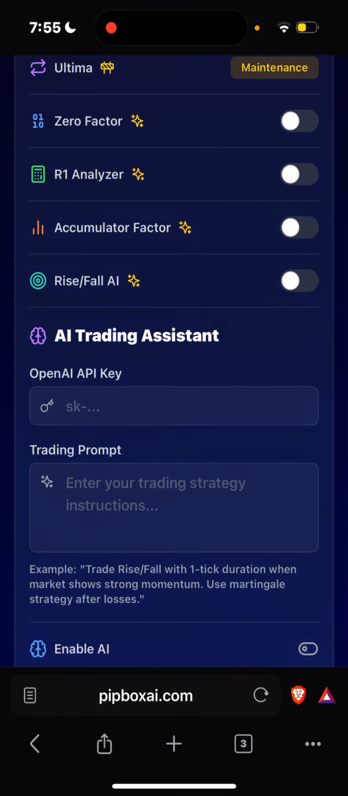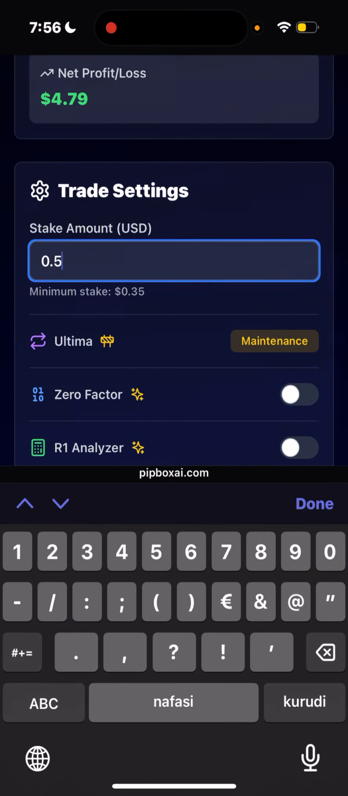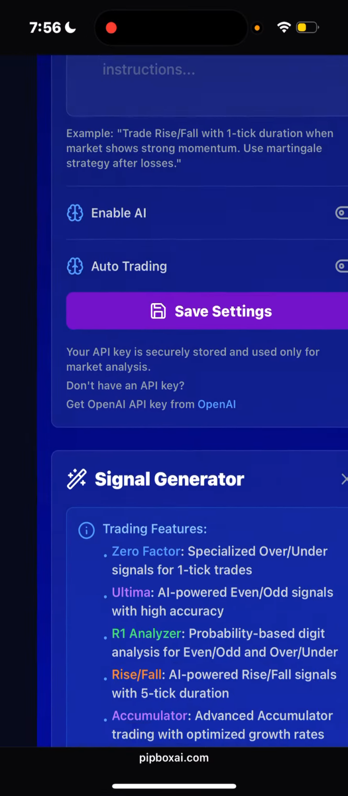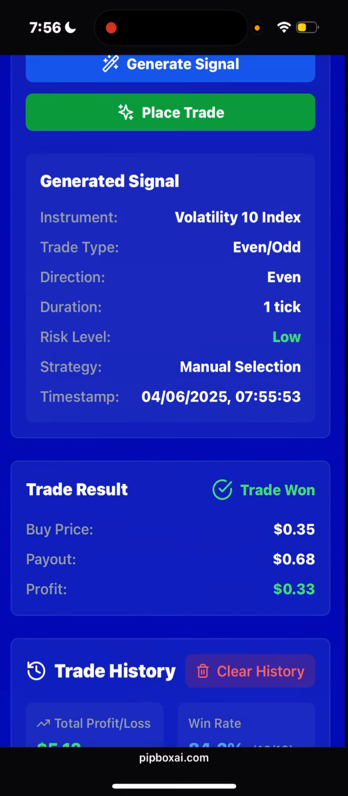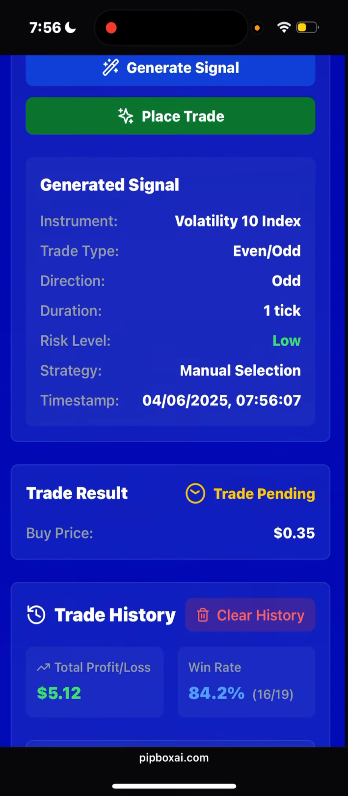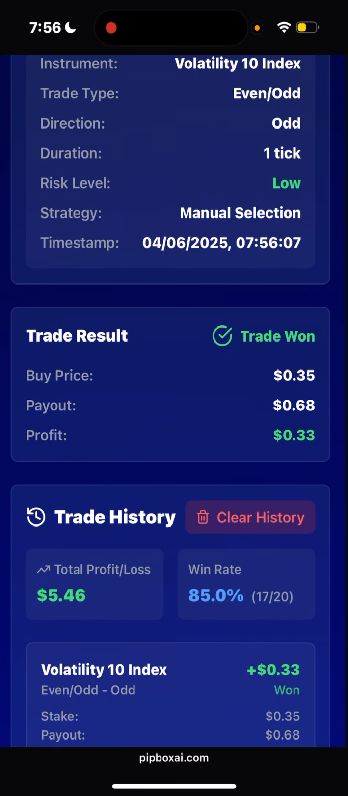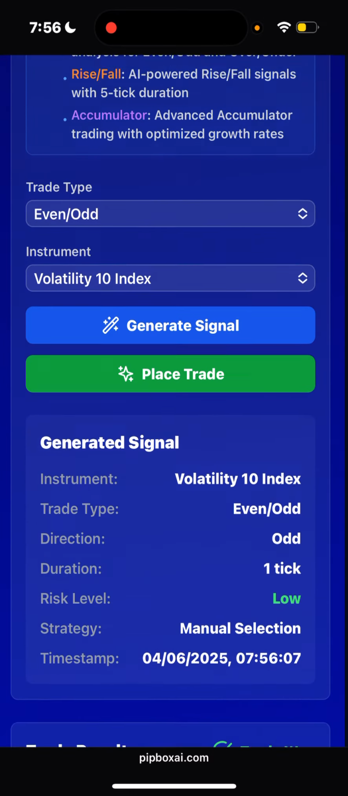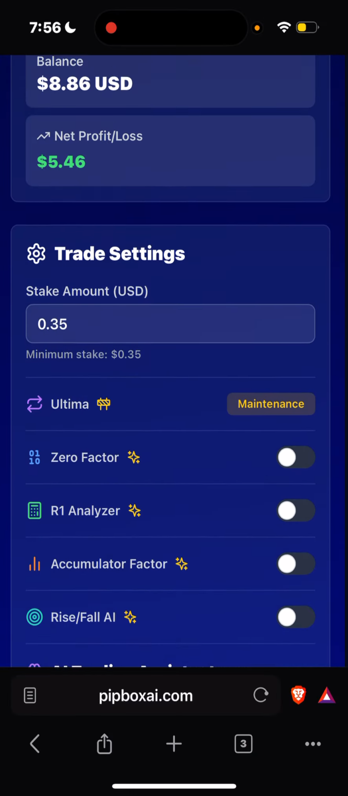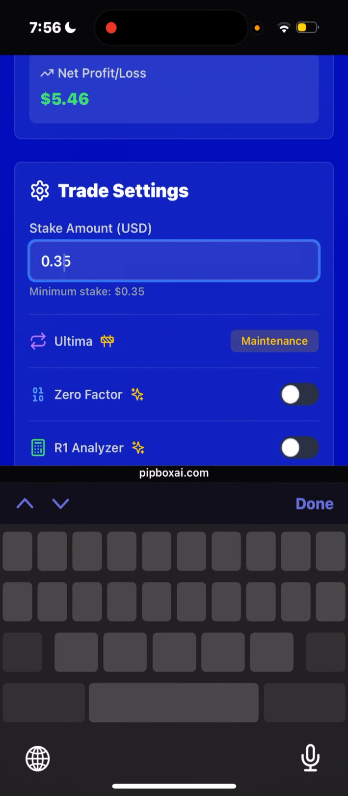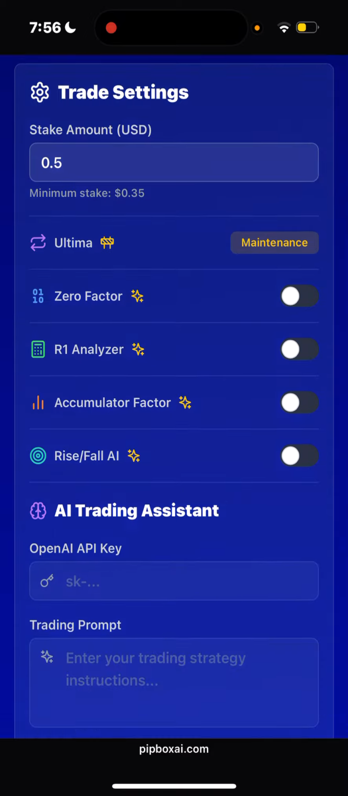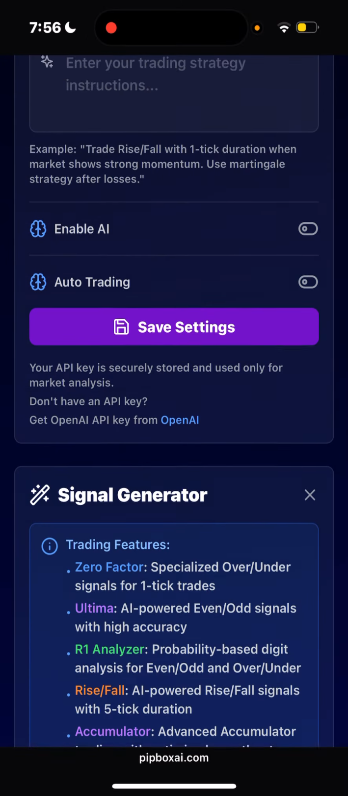We lost that one. What do we do? We go back to our default stake of 0.35 until we recover this loss that we made. So that's one run, second run, and then the loss is recovered. After the loss is recovered, we go back to 0.5 as our stake.